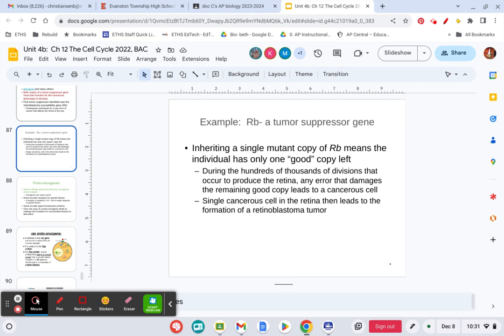During the hundreds of thousands of divisions that occur to produce the retina, any error that damages the good remaining copy could lead to a cancerous cell. Okay, so you're mutating the checker, and once you mutate that checker, now anything that was wrong in that cell is going to go forward.